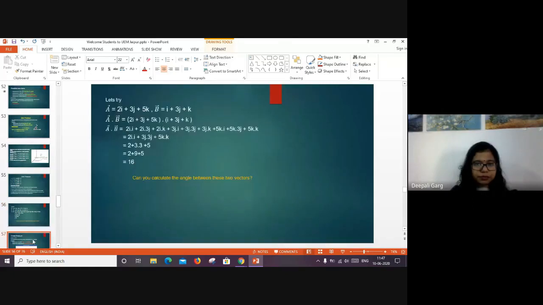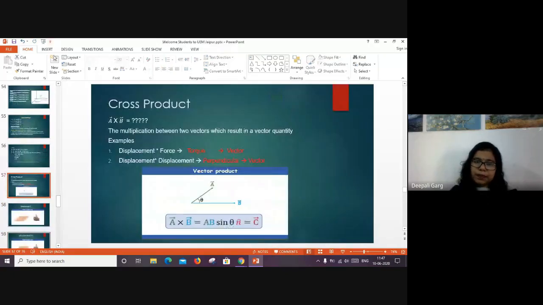So what is cross product? Cross product is represented by x, and the multiplication between two vectors which results in a vector quantity is called cross product. Examples of cross product are displacement into force, which gives torque, a vector quantity. Similarly, displacement into displacement gives a vector perpendicular to the plane in which both vectors are contained, and it is also a vector quantity.